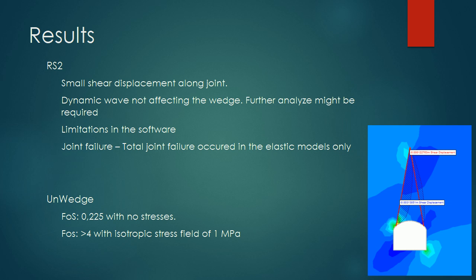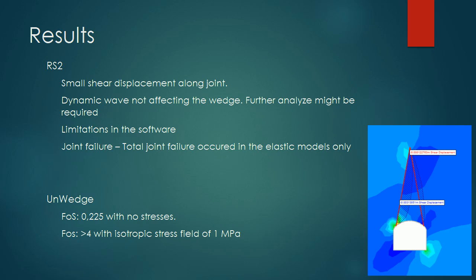And time for results. In RS2 we saw a small shear displacement of a couple centimeters or millimeters along the joint in all models, both plastic and elastic, and for all stress fields used. As for the dynamic wave, it did not affect the wedge, but further analysis might be required in this area. As I mentioned earlier, there are limitations in the software. The finite element method did not allow the mesh to be deformed, and therefore the wedge cannot slide. Joint failure was observed in all models. A joint failure might be an indication that the wedge is actually moving, but as mentioned, there are limitations in the software.